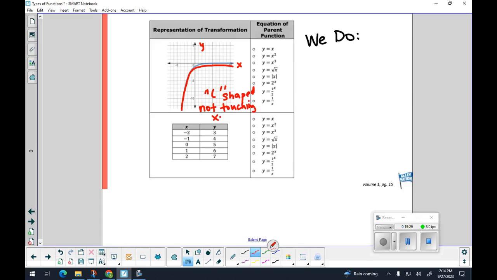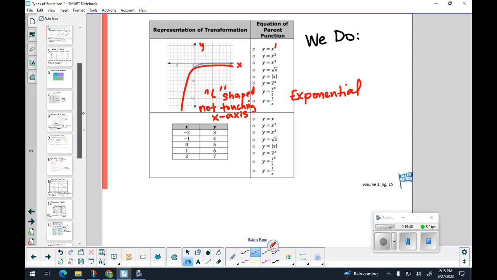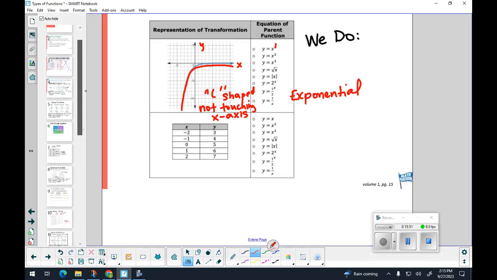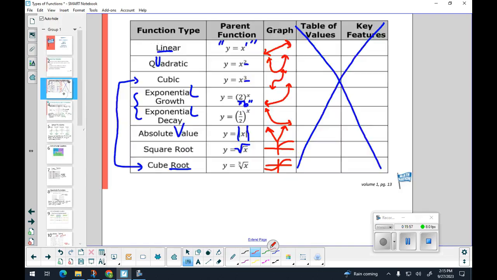Okay, and it's not touching the x-axis, so it's another indicator that it is an exponential function. Okay, and if we take a look back at our examples that we wrote down earlier, it's going to help us figure out if it's a growth or a decay, but for sure we know it's exponential, so we want an x in the exponent. So again, let's take a look back at the different examples so that we can figure out whether or not it is growth or decay.